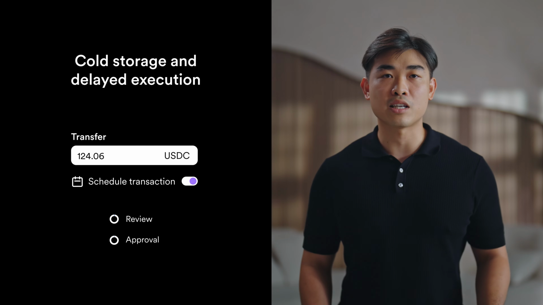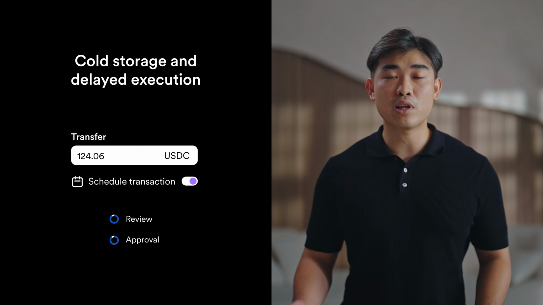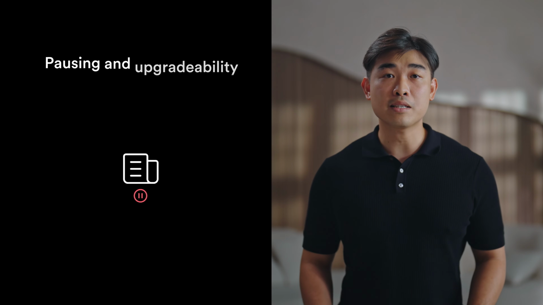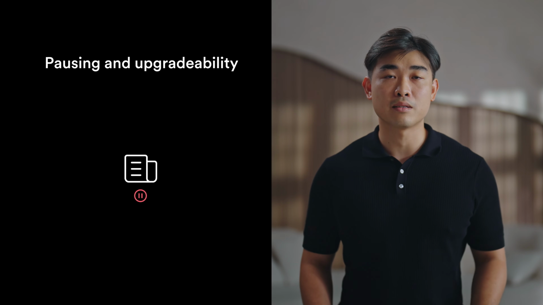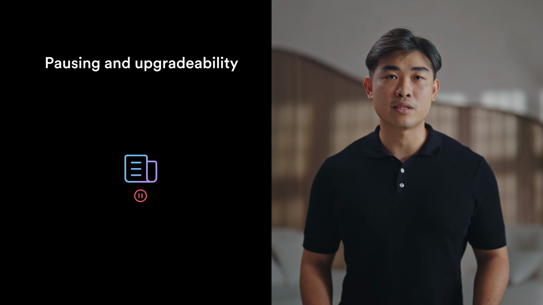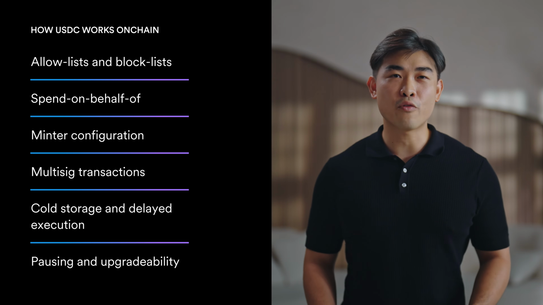Cold storage and delayed execution, to support offline signing and scheduled broadcasts. This allows organizations to prepare transactions in advance, like salary payouts or high-value transfers, giving time for review and approval. Last but not least, pausing and upgradability, to freeze or update contracts when needed. USDC smart contracts can enter a pause state during emergencies and are upgradable using a delegate call proxy, allowing for safe improvements over time.